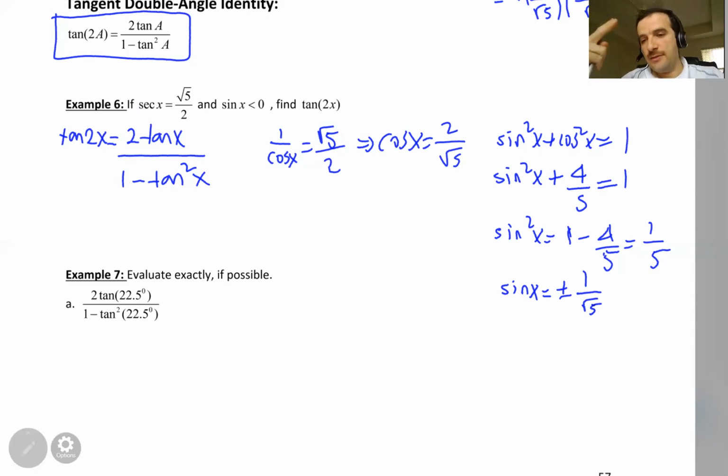So we have two possible values for sine, but which one should we pick? If you look here in the question statement, it says sine is negative, right? So I have to pick the negative value. So sine is actually equal to negative 1 over root 5. Okay, cool. So what is tangent, right? It's our main motivation.